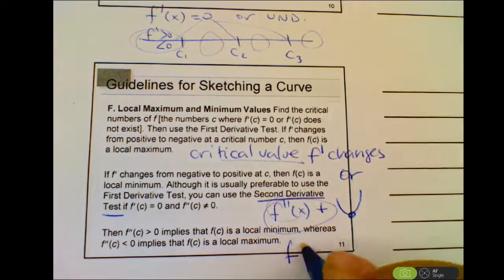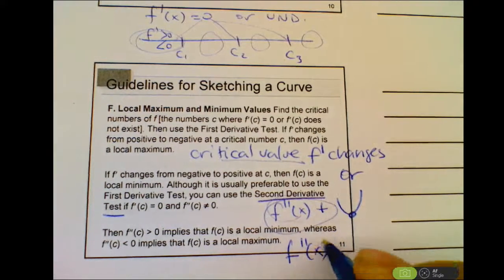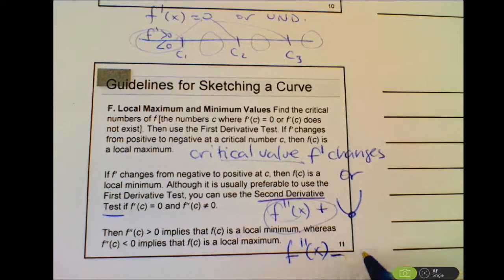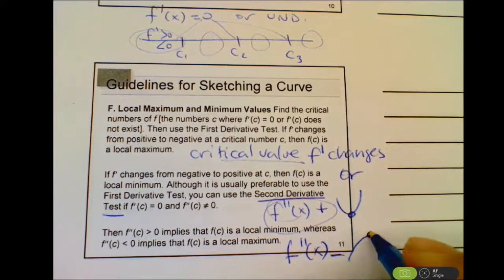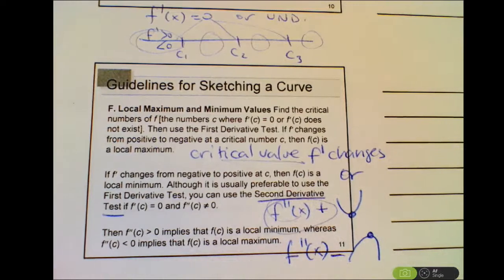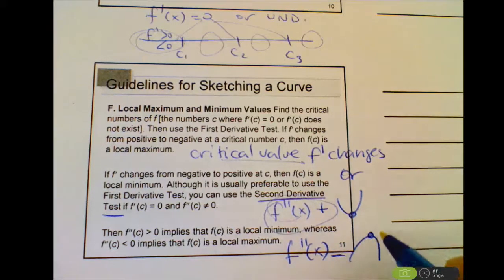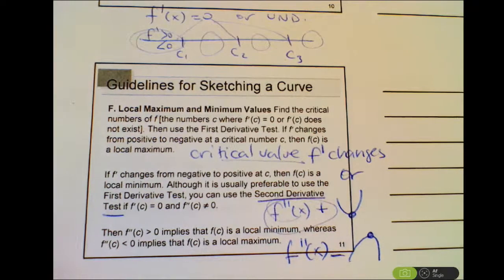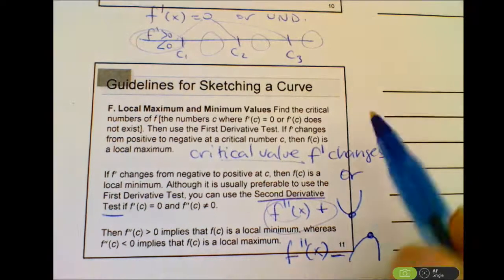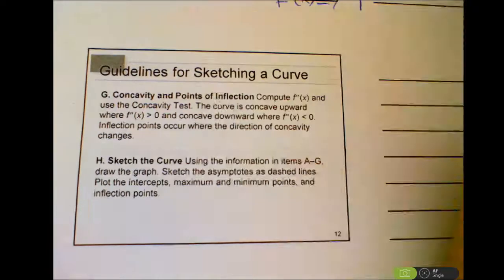And if the second derivative at your critical value is negative, then you know that it concaves down, and therefore you will have encountered a local maximum. You can also do that at that point. But if it's 0, then you don't know what it is, so you have to use the first derivative test.